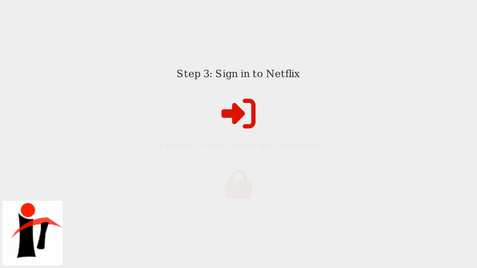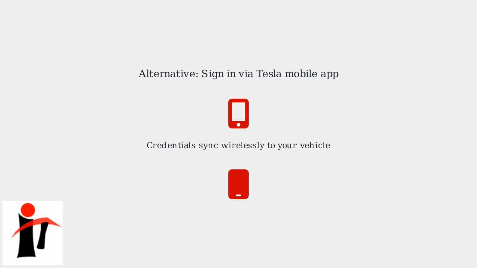Once downloaded, sign in to Netflix using your email and password. The app supports two-factor authentication for added security. Alternatively, you can sign in through the Tesla mobile app on your phone. Your credentials will sync wirelessly to your vehicle, making the process seamless.